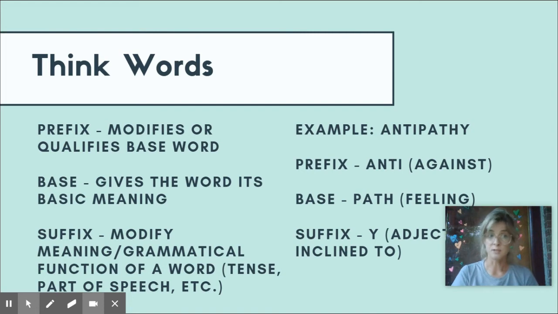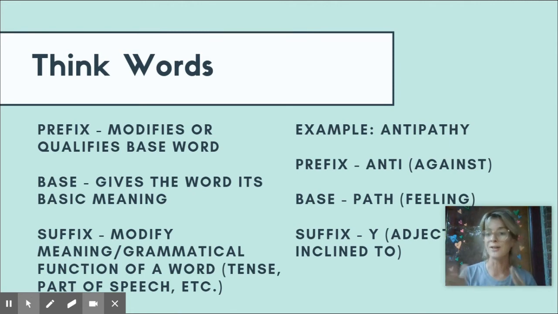Think about the words themselves, okay? So again, most words are broken down into three parts. There's a prefix, there's a base or a root, and then there's a suffix. Not all words have prefixes, not all words have suffixes, but they always have a base, okay? A prefix modifies or qualifies that base word. I'll show you what I mean by that in a second. The base gives the word its basic meaning, and the suffix modifies the meaning, and it also has a grammatical function. So that's where you can tell the tense, the part of speech, things like that.